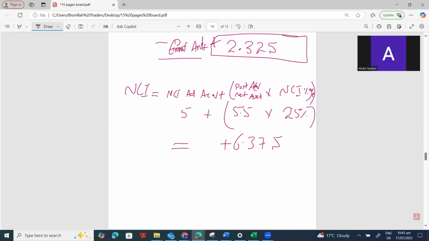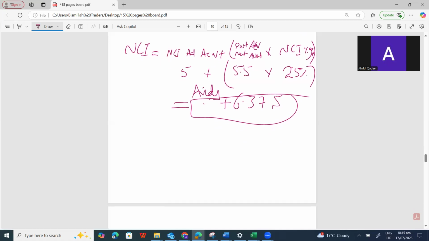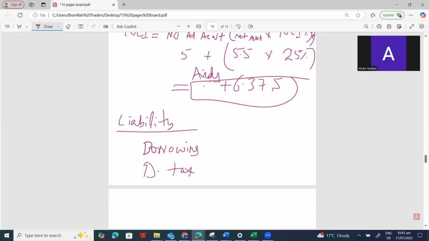Then similarly, the NCI percentage in the case of Andy, we have calculated together in the previous step. Similarly, in the case of liabilities, as you know from the above steps, we don't need any adjustment for borrowing, tax, or deferred tax, because we have not seen any of these things. Just put Emma plus Andy plus Julie from the individual financial statements and add up together.